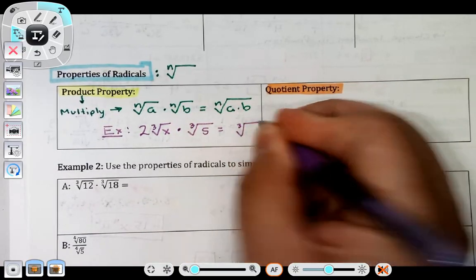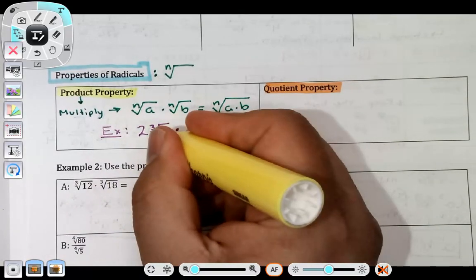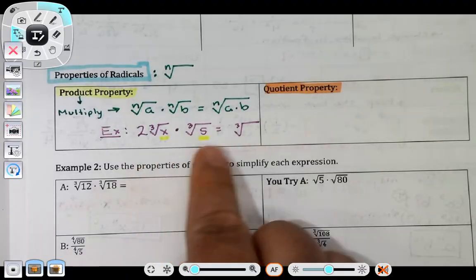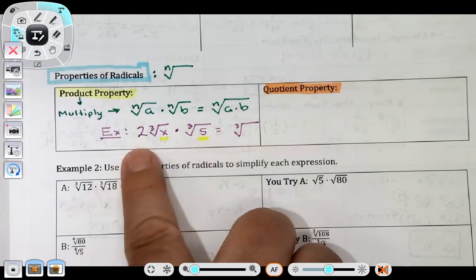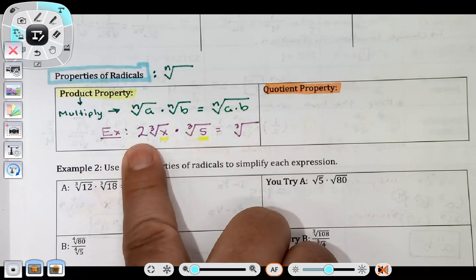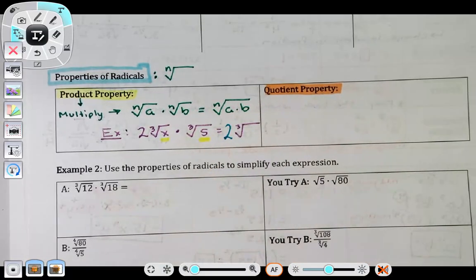All right, on the inside of this one, we have an x. On the inside of this one, we have a 5. So the question to you is, can I multiply the 5 with the 2? No, this is an inside number. That's an outside number, which means what do I do with the 2 that's just kind of out there? Yeah, just leave it out there. I can't do anything with it. Outside with outside, inside with inside.